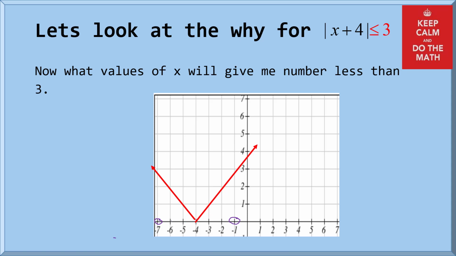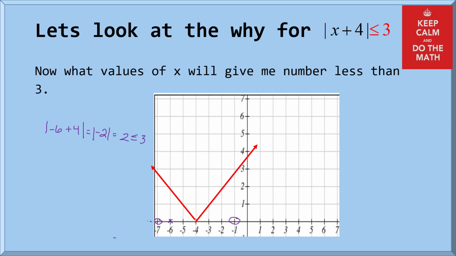So if we look at -6, for example, you're thinking, well, -6 is not less than 3. But you have to remember, this is the x value that goes into the function. So if we take our x plus 4 and put x as -6, we have -6 plus 4. We're going to take the absolute value of -2, which would be 2, and 2 is definitely less than or equal to 3.